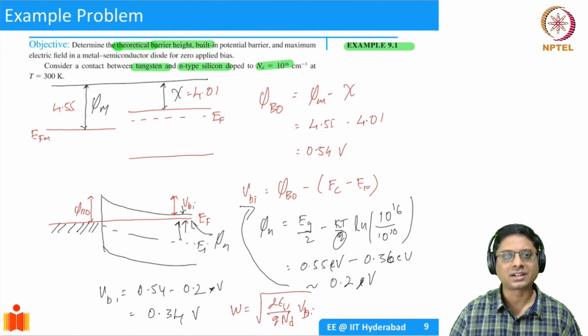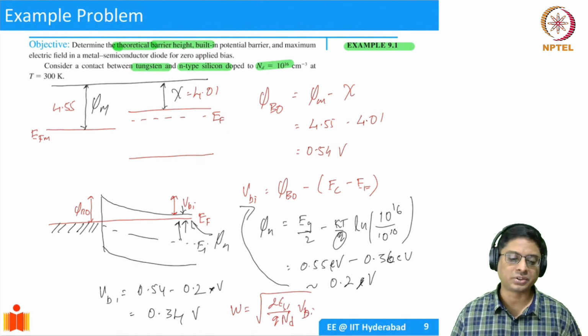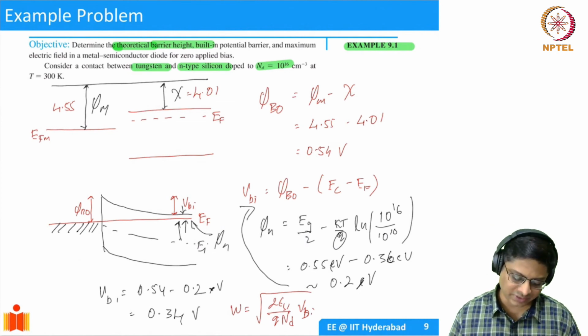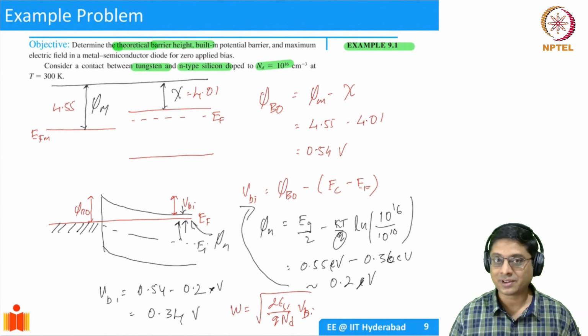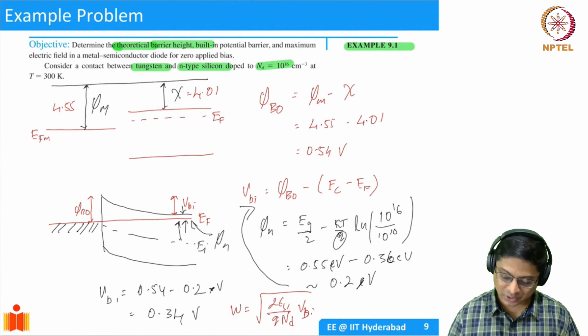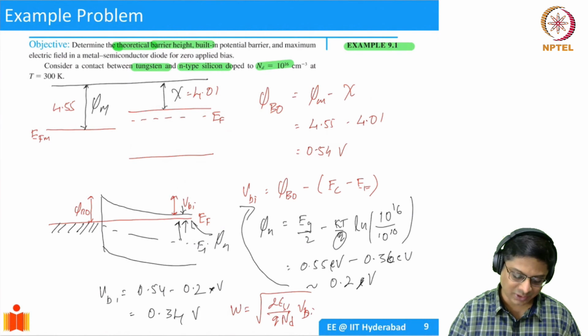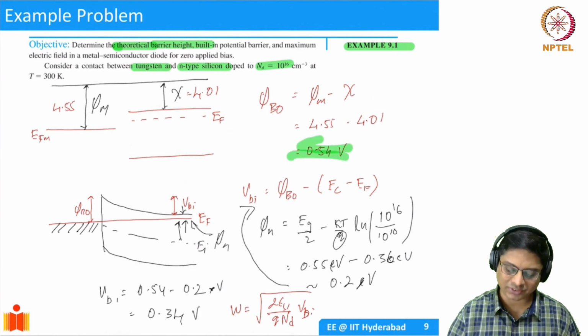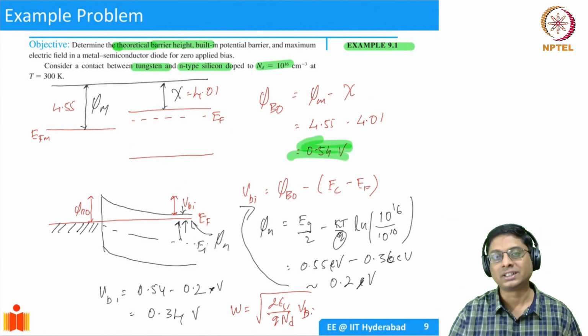Okay, so substitute, calculate, verify your answers, make sure that you get it right. All right. So this is how the barrier potentials will be. This is the theoretical barrier potential. The actual one will be slightly different. Theoretically, we got only 0.54. It's never going to be this much. It's going to be smaller than this because the electric field will be lowered. There is an image electric field which will cause the barrier to be lowered.